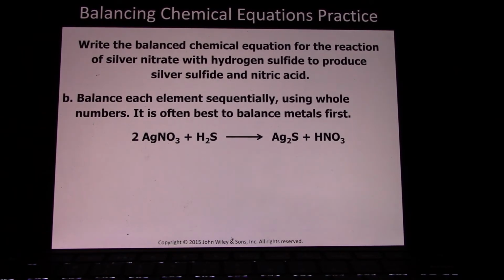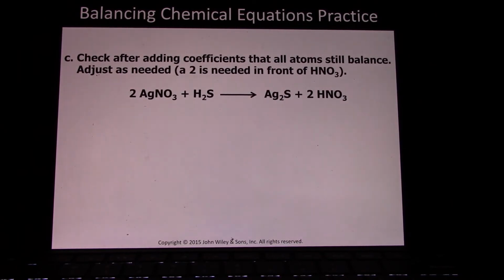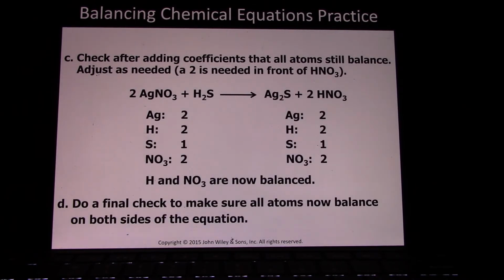So now I have 2 silvers on the left, 2 silvers on the right. And I have 2 nitrates on the left. Notice I'm just dealing with them as a polyatomic ion. I have 2 nitrates on the left, so I'm going to have to put a 2 over here to get 2 nitrates on the right. Now I have 2 hydrogens on the left, 2 hydrogens on the right. 1 sulfur on the left, 1 sulfur on the right. I have a balanced equation.